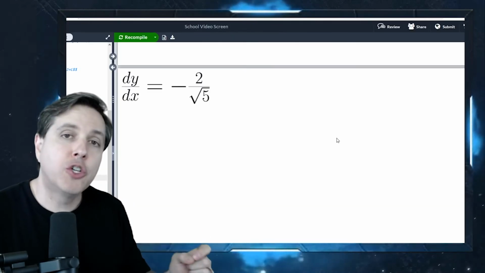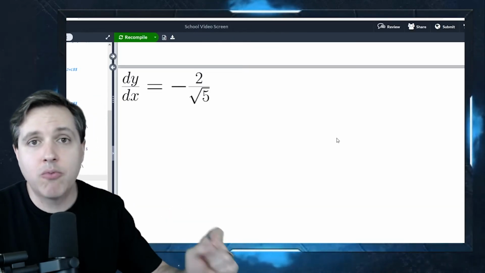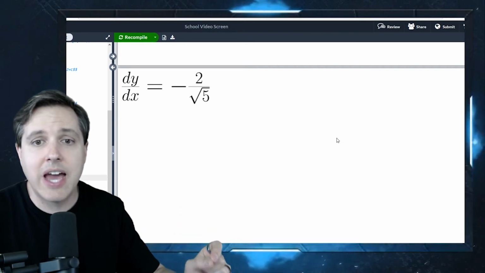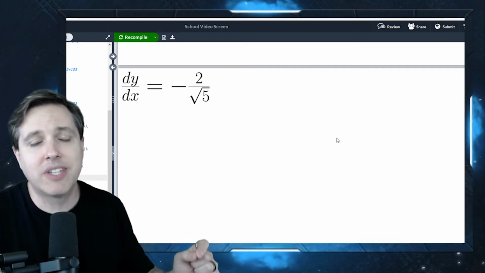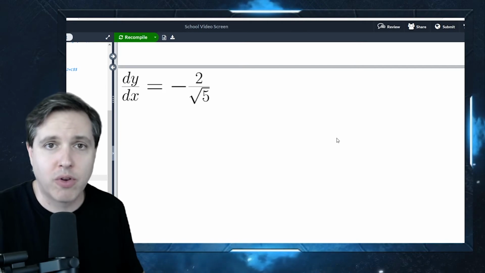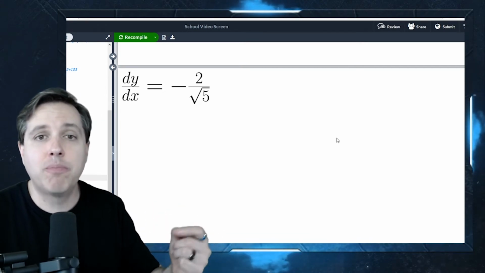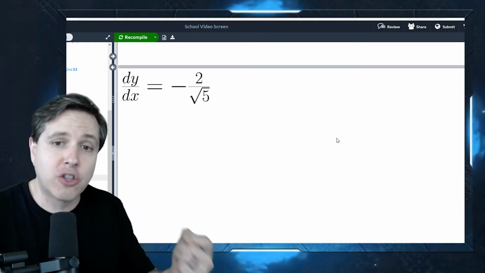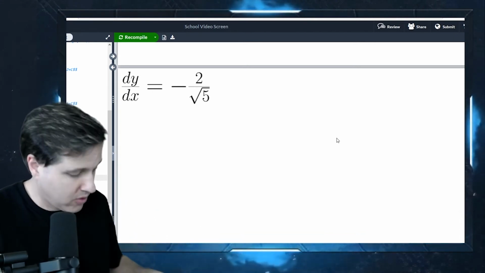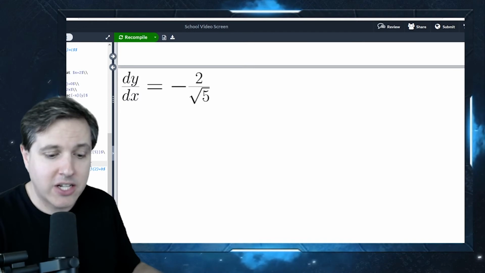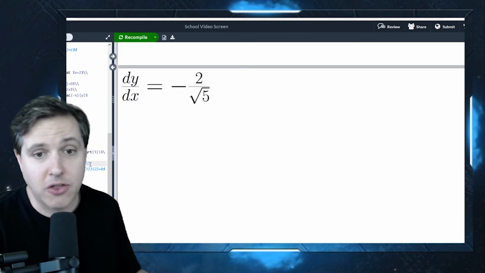So when we take the 2 and square root of 5 and plug them in, we plug our x and y into the dy dx, we get dy dx is equal to negative 2 over square root of 5. So that is the value of our derivative at the point that we just found. That is the slope of our tangent line. Okay. We want the actual tangent line, the whole thing.